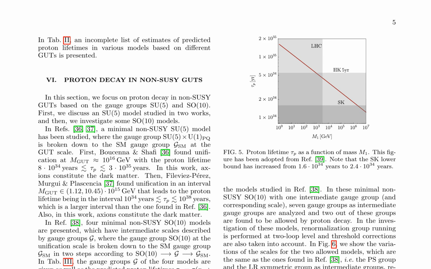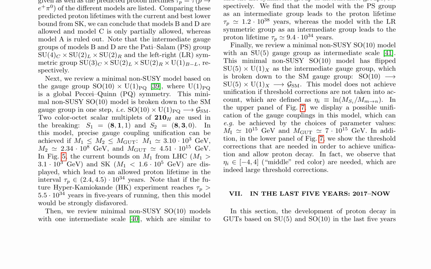In the context of non-supersymmetric grand unified theories, GUTs, the paper discusses proton decay in various models based on the gauge groups SU(5) and SO(10). It starts with an SU(5) model studied in 2 works, including a minimal model with an SU(5) times U(1) PQ gauge group broken down to the Standard Model, SM, gauge group at the GUT scale.